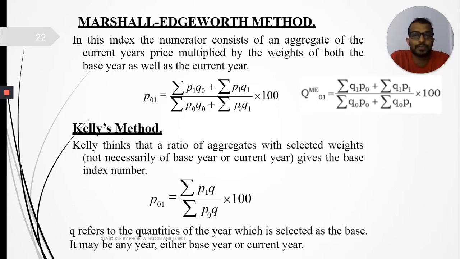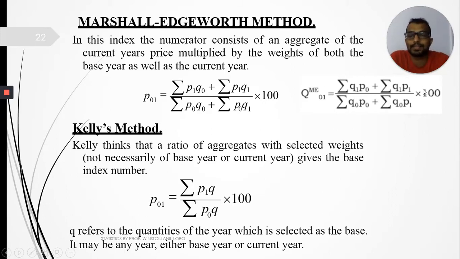So in Marshall-Edgeworth, how is it, students? In the price index number, price is taken and multiplied with the quantity of both the current year and the base year. In the quantity index number, quantity is taken, multiplied with the price of both the base year as well as the current year.